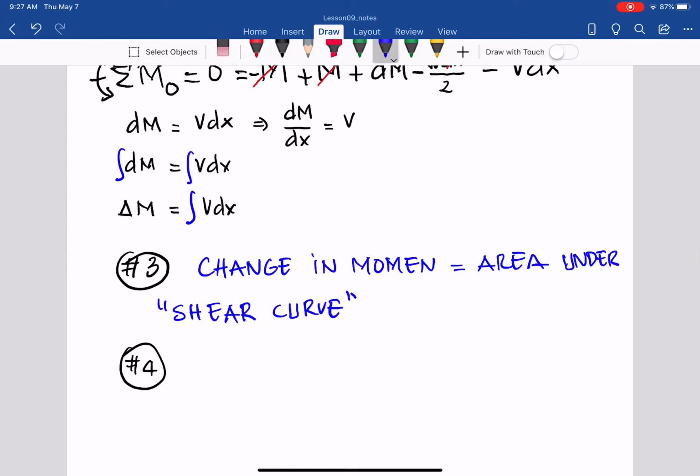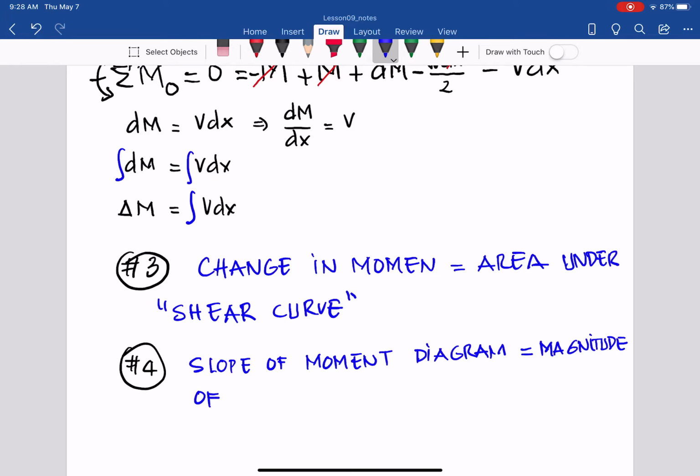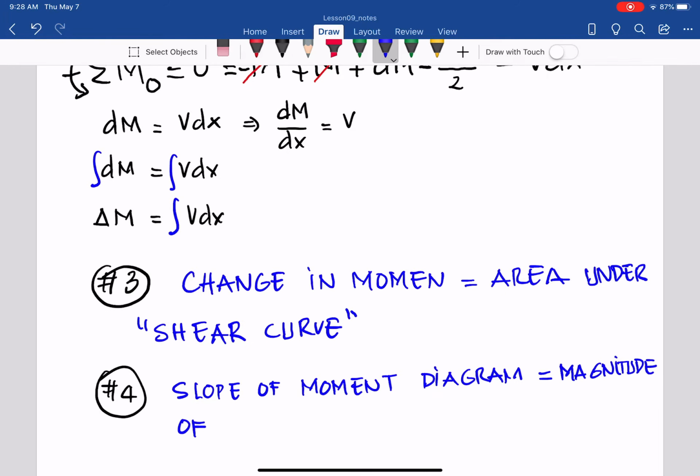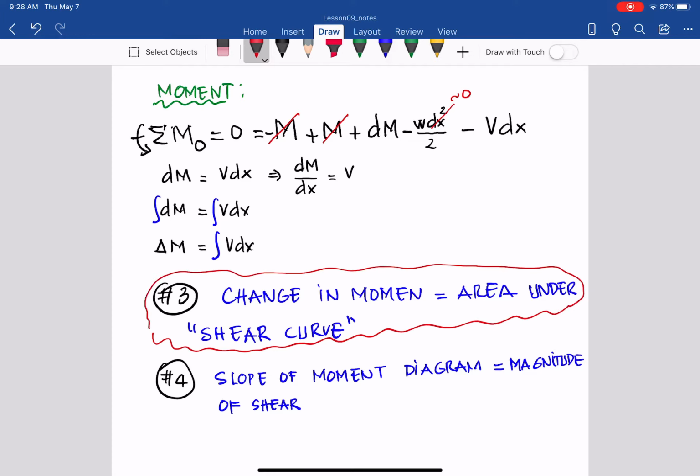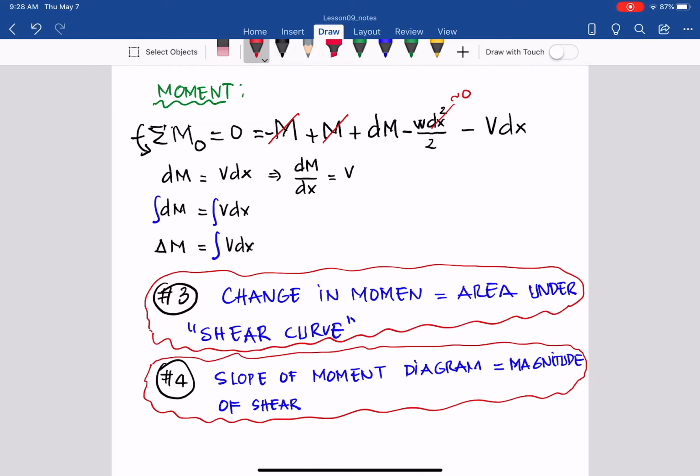So you can say that the slope of the moment diagram equal to the magnitude of the shear, right? Magnitude of the shear. So those two are the notes for the moment diagram, number 3 and number 4. They are very important. Very important. You need to master all of this before we go to practice here.